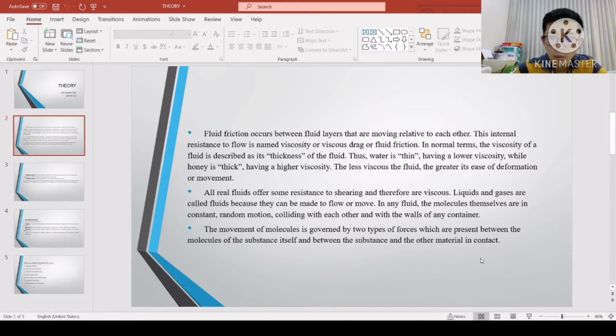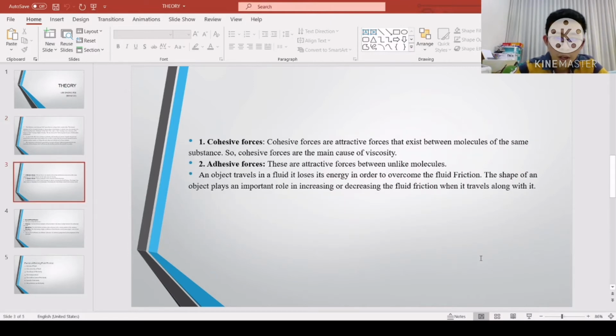In any fluid, the molecules themselves are in constant, random motion, colliding with each other and with the walls of any container. The movement of molecules is governed by two types of force which are present between the molecules of the substance itself and between the substance and the other material in contact. The first one is cohesive force. Cohesive forces are attractive forces that exist between molecules of the same substance. So, cohesive forces are the main cause of viscosity. The second one is adhesive forces. These are attractive forces between unlike molecules.